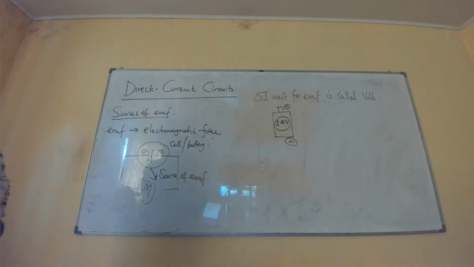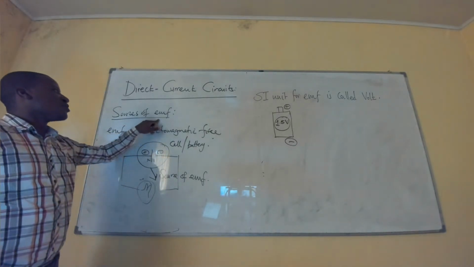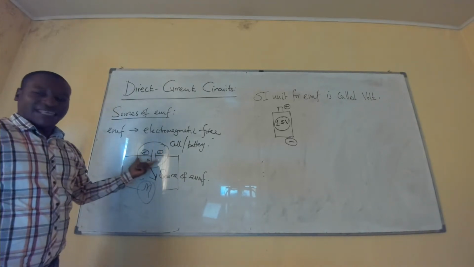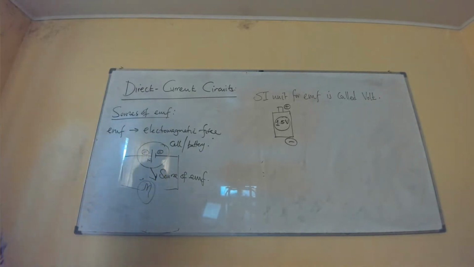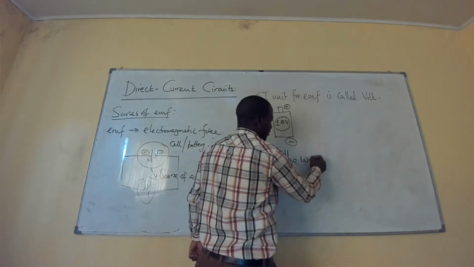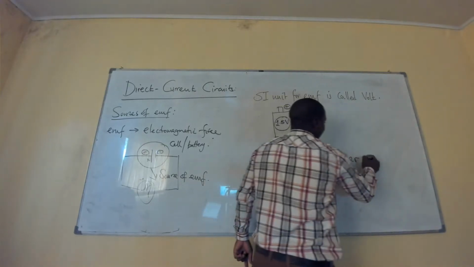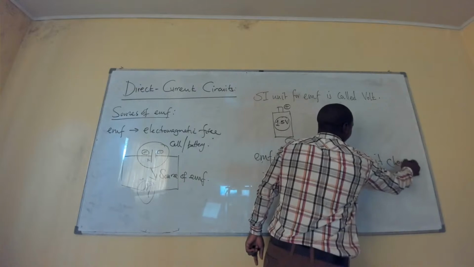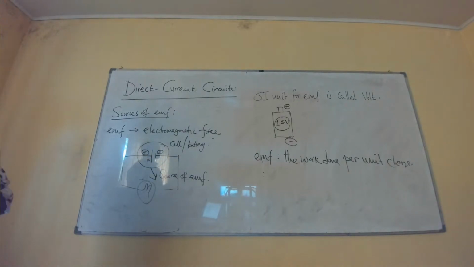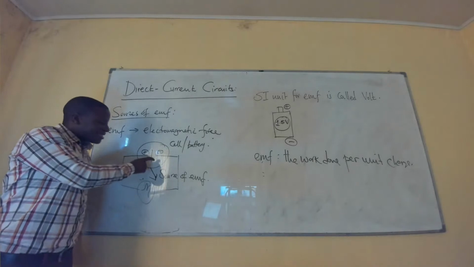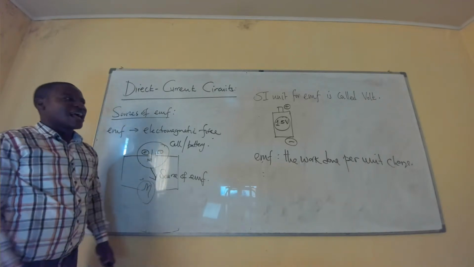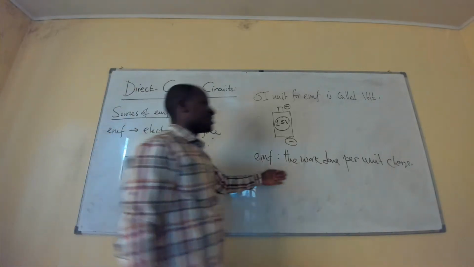All right. So how do we define this EMF then? We know that this EMF is actually given out by a cell. How do we define EMF? EMF, in simple terms, is nothing but the work done per unit charge. That is the definition of EMF, the work done per unit charge. In other words, the work that is done by moving one charge throughout the circuit is what is defined as EMF.